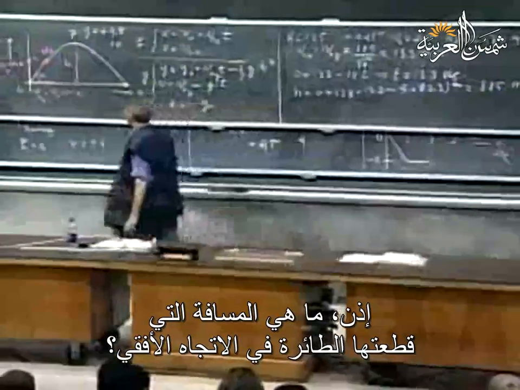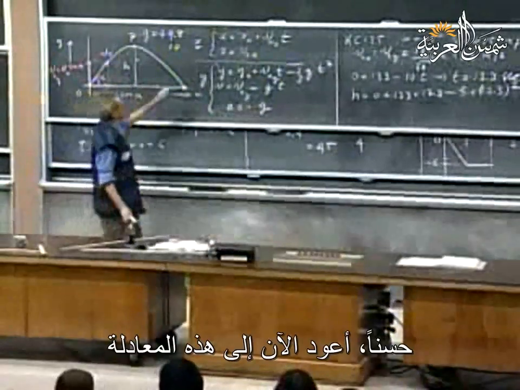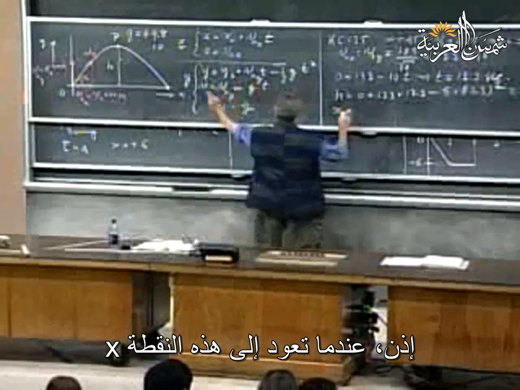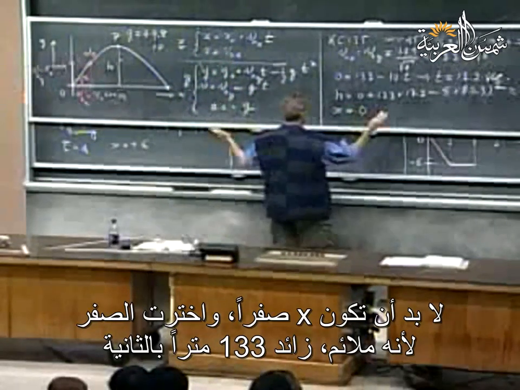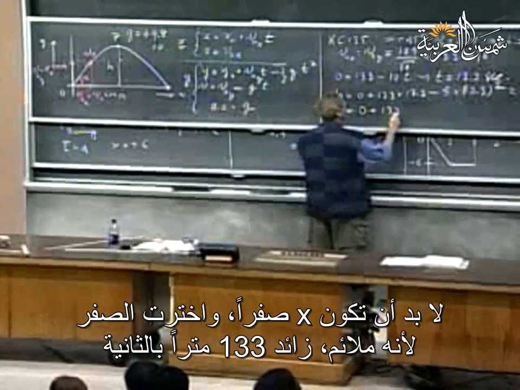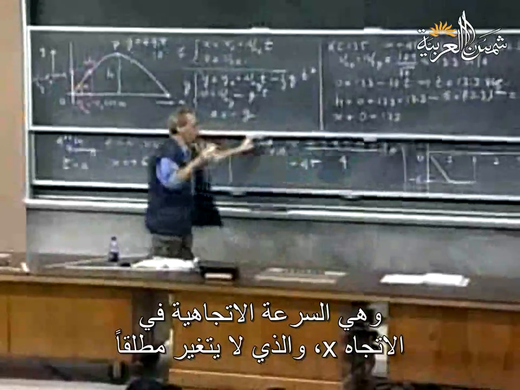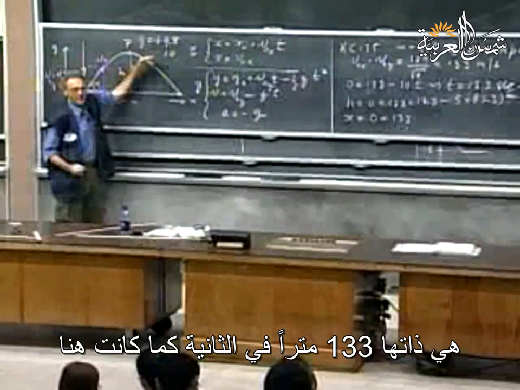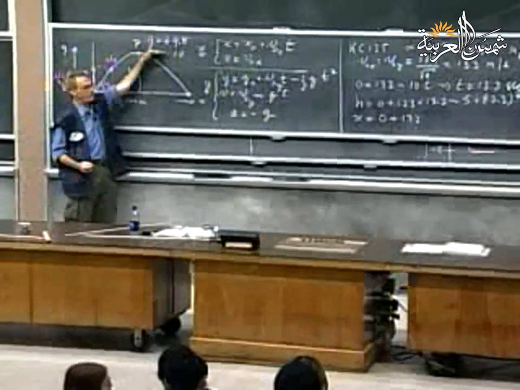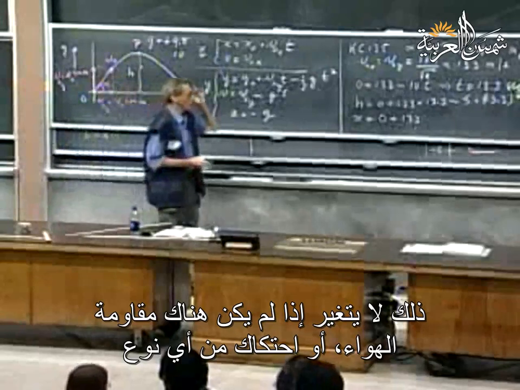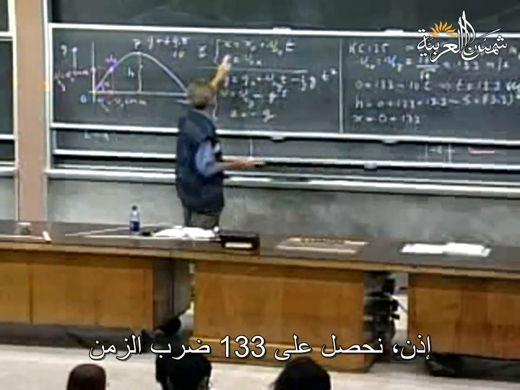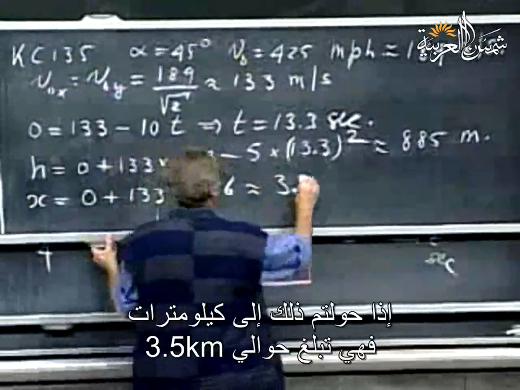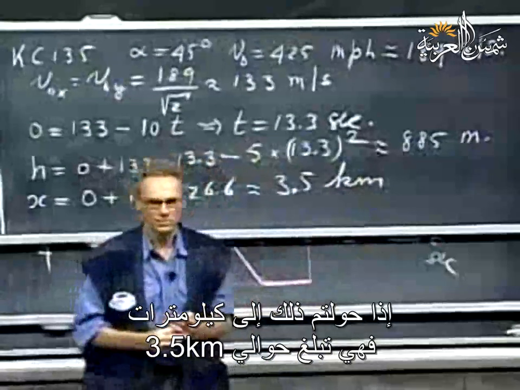How far has the plane traveled then in the horizontal direction? Well, now I go back to this equation. So now I say, aha, x then, when it is back at this point, must be x0, which I conveniently choose 0, plus 133 meters per second, which is the velocity in the x direction, which never changes. When the plane is here, that velocity in the x direction is the same 133 meters per second as it was here, which, by the way, is about 300 miles per hour. That never changes if there is no air drag or air friction of any kind. So we get plus 133 times the time, and the whole trip takes 26.6 seconds, and that, if you convert that to kilometers, is about 3.5 kilometers.